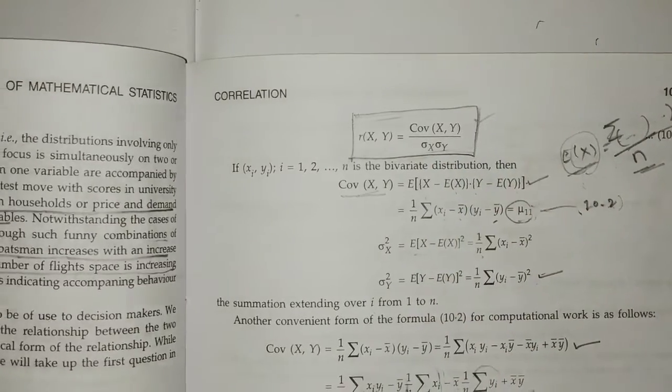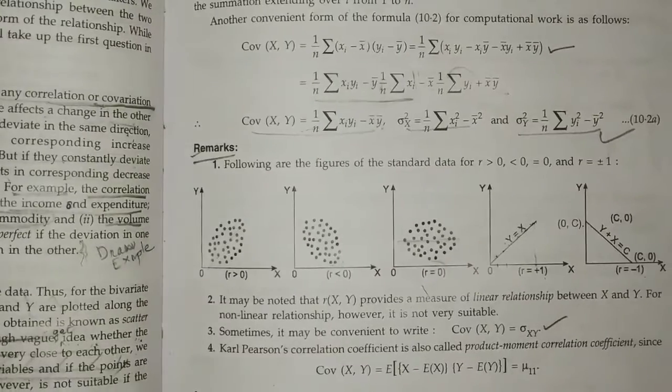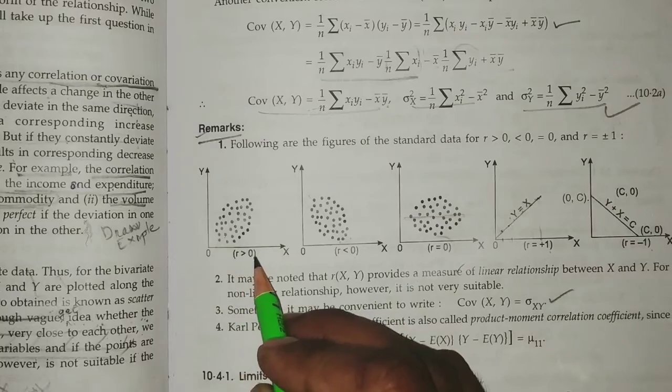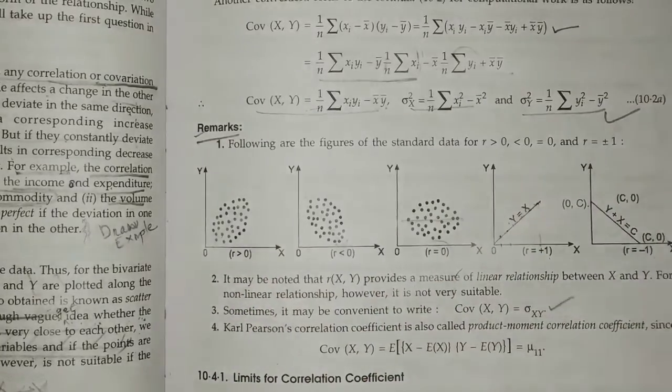Okay, here one thing I want to say to you: whenever you draw this figure, don't forget to write this one: r greater than 0, r less than 0. Okay, you have to write it down perfectly clearly.